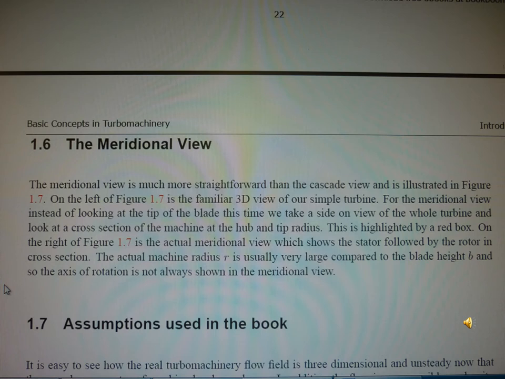Now, the map of the meridional view, or the meridional view as a three-dimensional view.